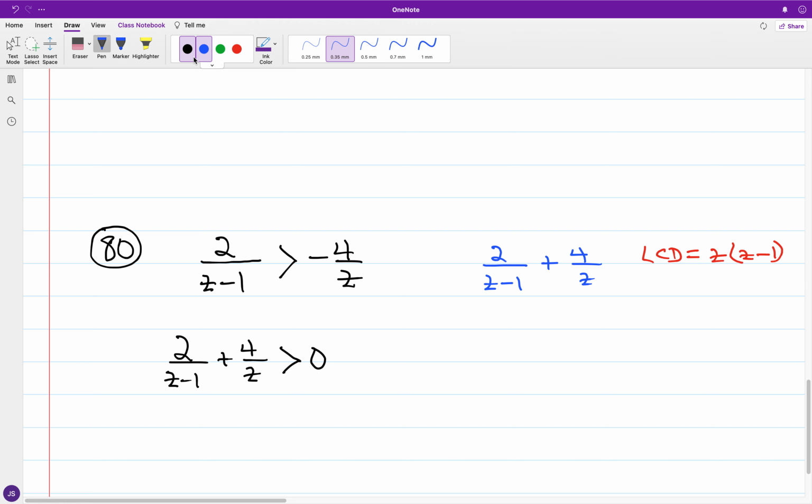Now for the first ratio, if I put this in the context of the least common denominator, I already have the z minus 1 part, but it is missing the z portion. So for 2 over z minus 1, this ratio is going to be multiplied by 1 in the form of the missing term z all over itself. And for the second ratio, it's going to be the reverse scenario. This ratio has a z part, but it is missing the z minus 1. So for 4 over z, this will be multiplied by 1 in the form of z minus 1 over itself.